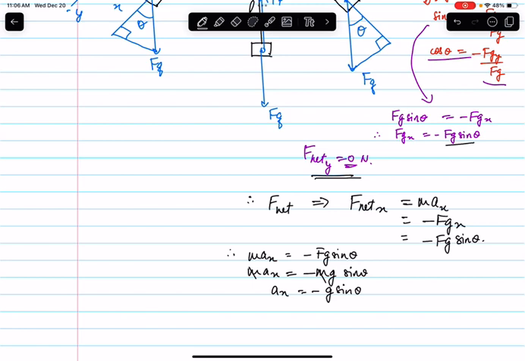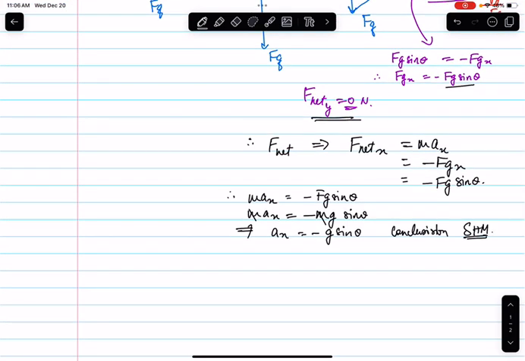Now, this is a pretty important result because based on this, we can make some conclusions or some intuitions about simple harmonic motion. This is where we can apply some of the intuition. So what we can see in simple harmonic motion, first of all, is that the acceleration in the x direction is proportional to the negative x, or the displacement in the x direction. So that's where this negative sign comes from.